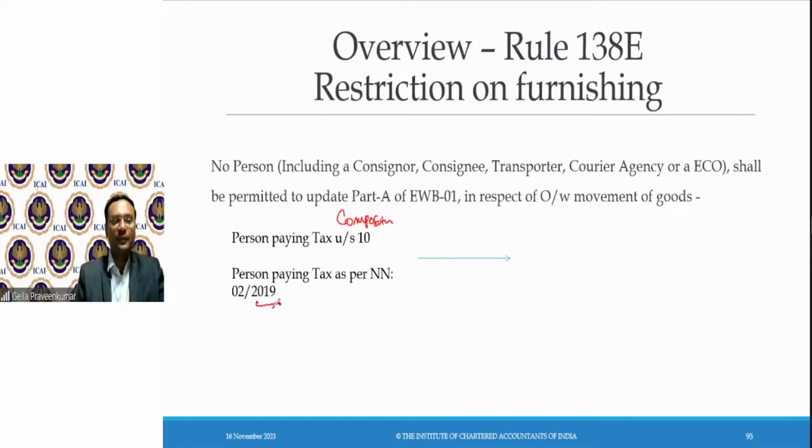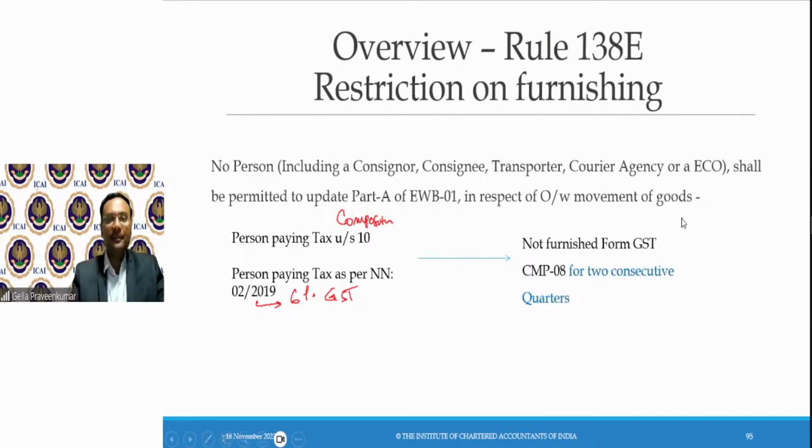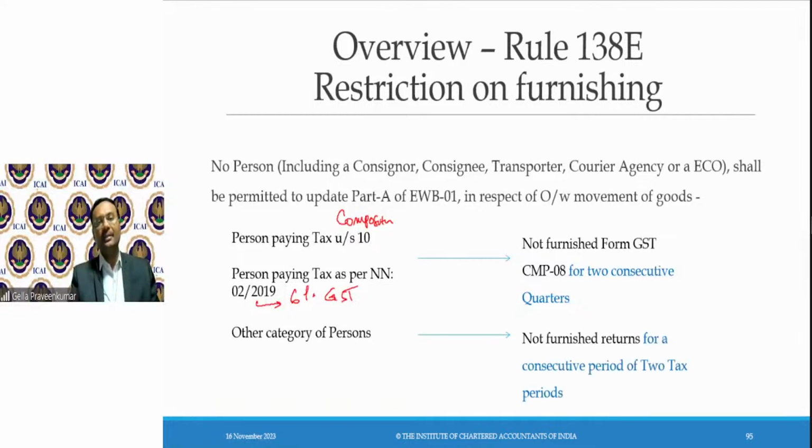Person paying tax under Section 10 of the CGST Act, 2019, 6% GST, service provider paying tax under composition. What does the law say? This registered person has not furnished his GST CMP-08 for 2 consecutive quarters. 2 quarters GST returns have not been filed, GST payment has not been made, then any of this consignor, consignee, transporter, courier or e-commerce, no one can prepare e-way bill. Other category persons, they have not furnished any return for a consecutive period of 2 tax periods.